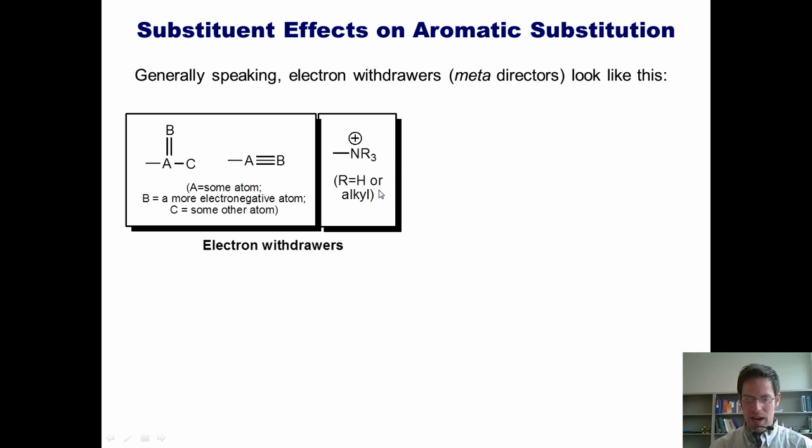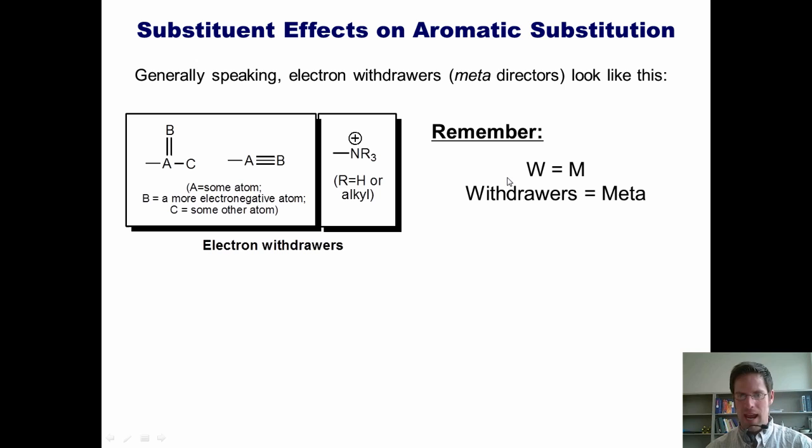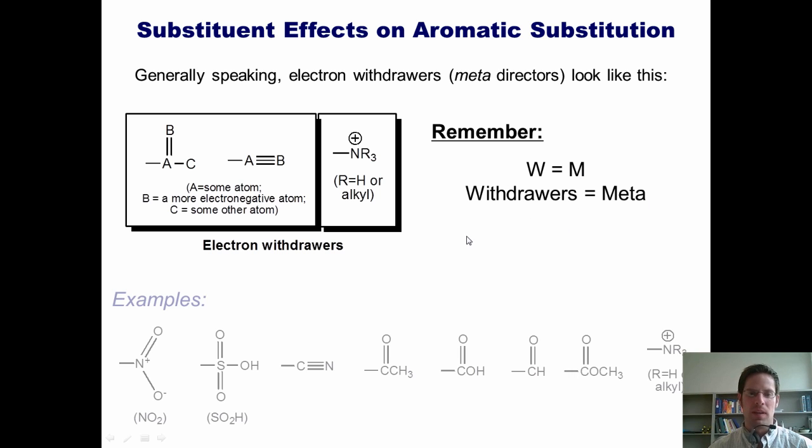I, of course, have my own way of remembering that withdrawers direct things to the meta position, and that is to remember that W equals M. I know that sounds kind of idiotic, but if you look at it, the letter W looks like an upside down letter M. So you can remember that W equals M, which means withdrawers are meta directors. Once again, here is our list of examples of meta-directors, and you can see that all of them fit the description that I've given in this box of being electron withdrawers.